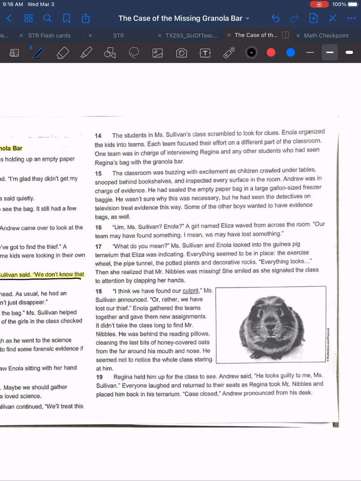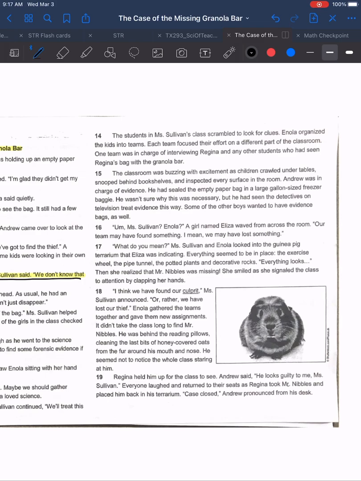"Or rather, we have lost our thief." Enola gathered the teams together and gave them new assignments. It didn't take the class long to find Mr. Nibbles. He was behind the reading pillows, cleaning the last bits of honey-covered oats from the fur around his mouth and nose. He seemed not to notice the whole class staring at him. Regina held him up for the class to see. Andrew said, "He looks guilty to me, Miss Sullivan." Everyone laughed and returned to their seats as Regina took Mr. Nibbles and placed him back in his terrarium. "Case closed," Andrew pronounced from his desk.